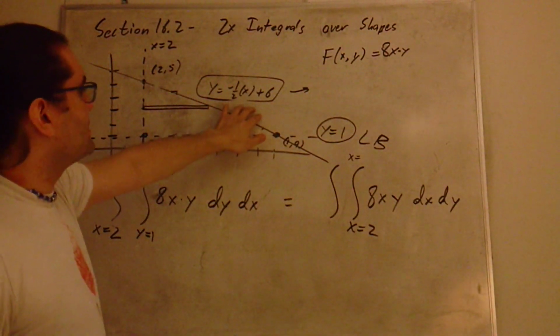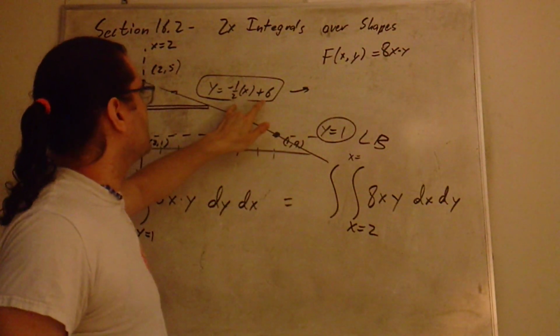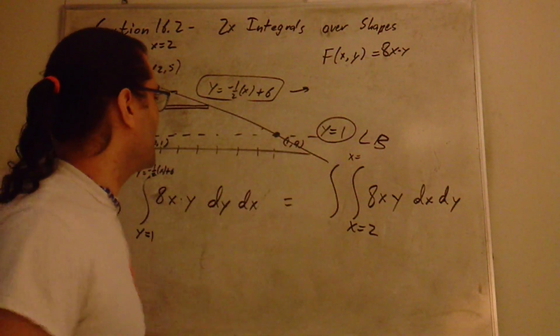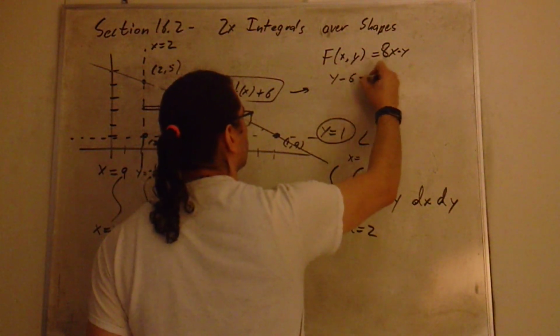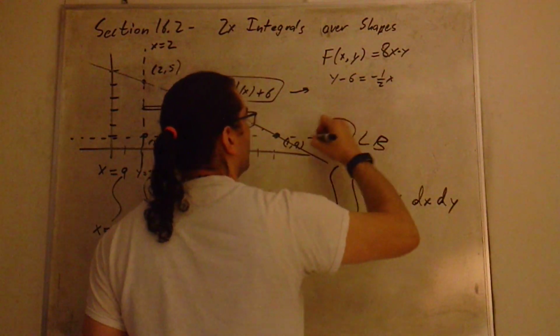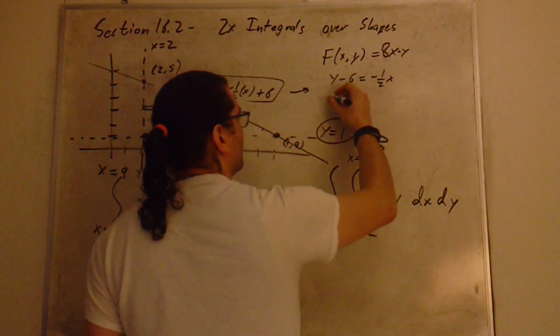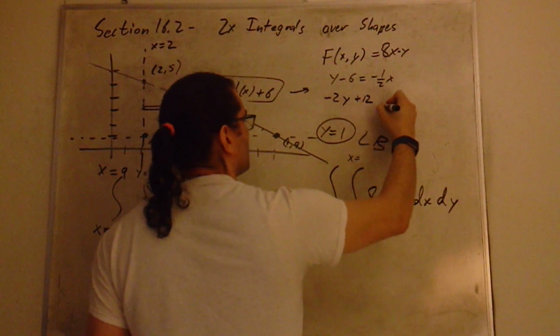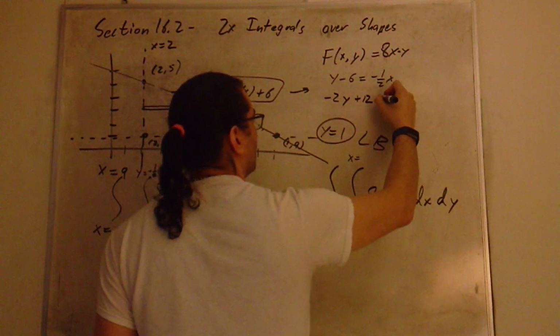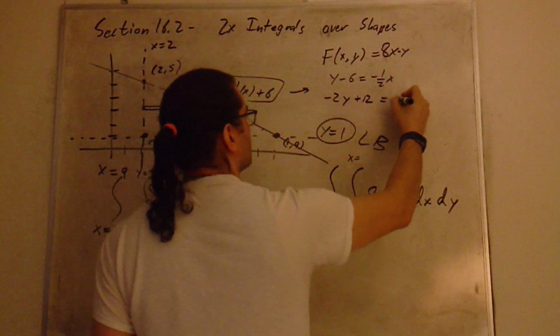Anyway, we need to solve this thing for x so that this function solved for x can be the upper bound here. So I'm going to subtract 6 from both sides and get y minus 6 equals negative 1/2 x. And then I'm going to multiply both sides by negative 2. So I get negative 2y plus 12 equals x.